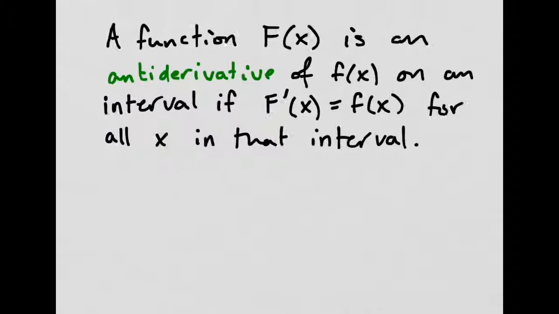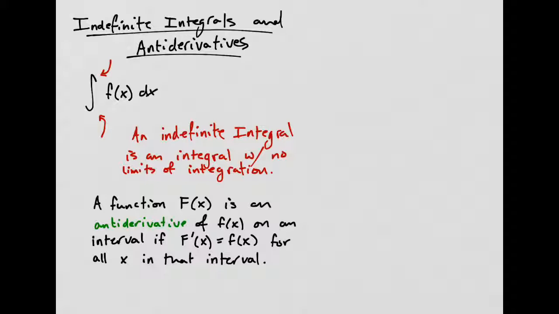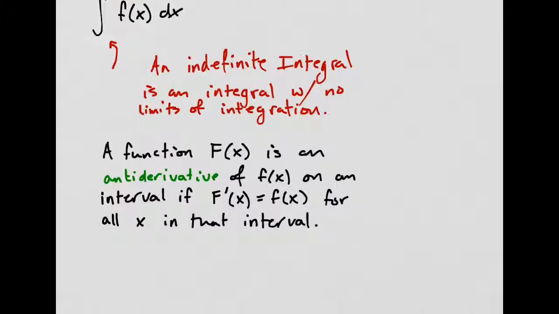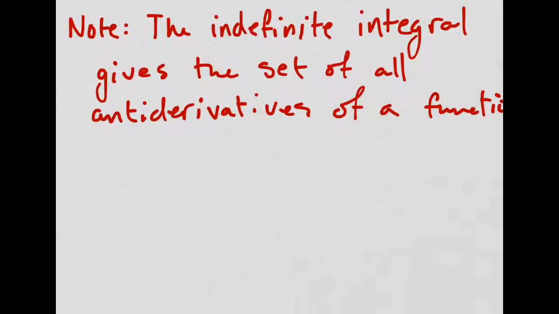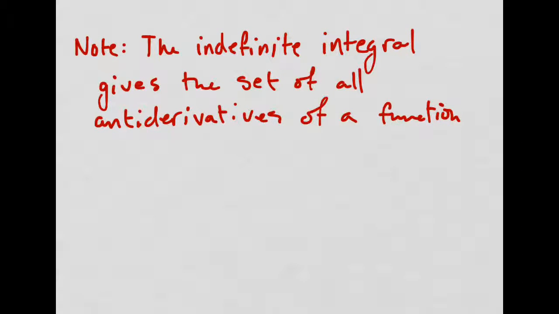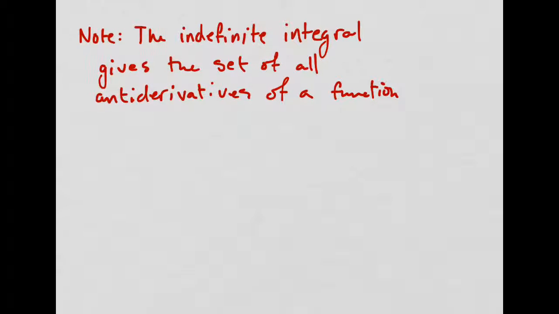One last note before we move on is that the indefinite integral gives the set of all antiderivatives for a function. So let's write that down. The indefinite integral gives the set of all antiderivatives for a function, meaning if you have an indefinite integral, all you have to do is find the antiderivative and a little something else, and then you're done. So indefinite integrals are pretty simple. So let's take a look. If the indefinite integral gives the antiderivatives, we're going to take a look at our first example.